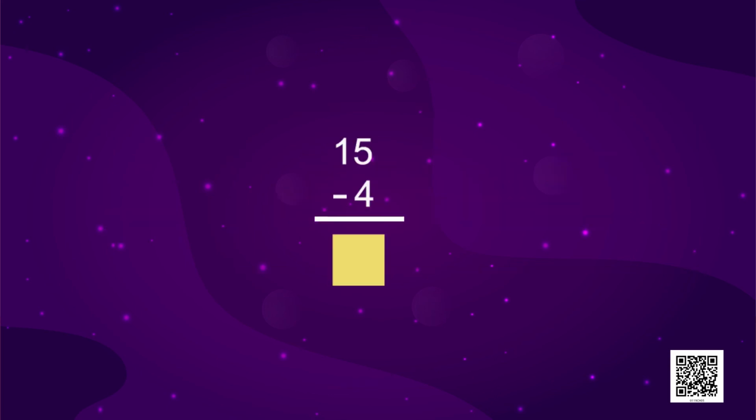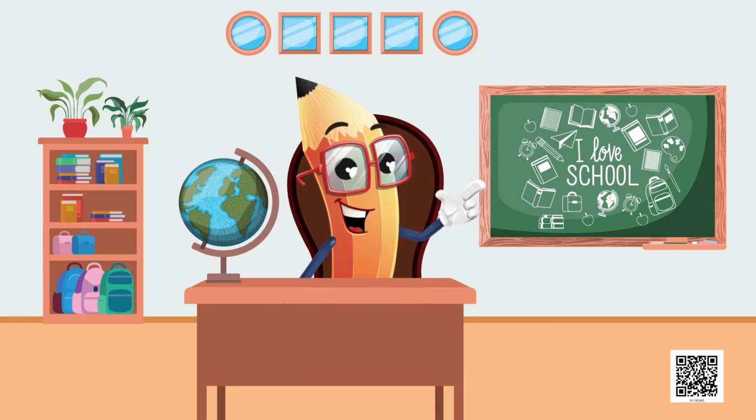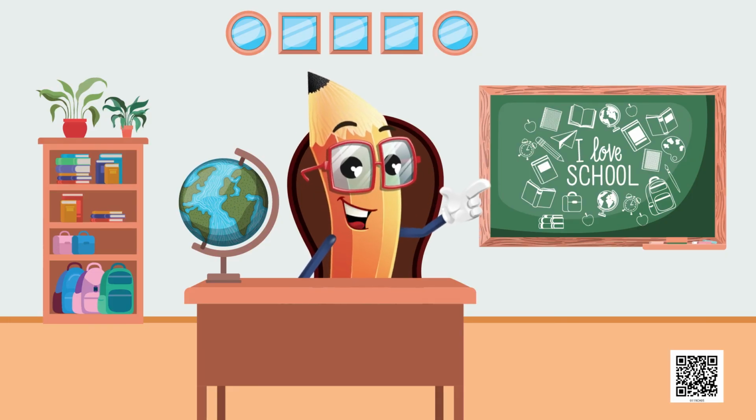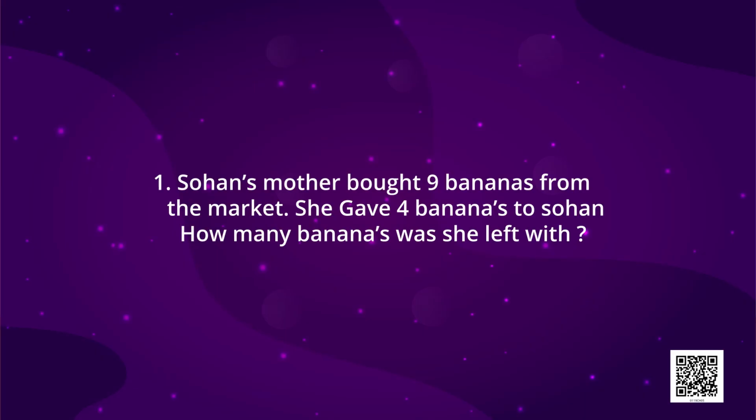Now subtract 4 out of 15. If 4 is subtracted from 5 ones, there remains 1 one and 1 ten. So we get 11. Very good. So now who will do the remaining sums? Yes, good. So do it quickly.